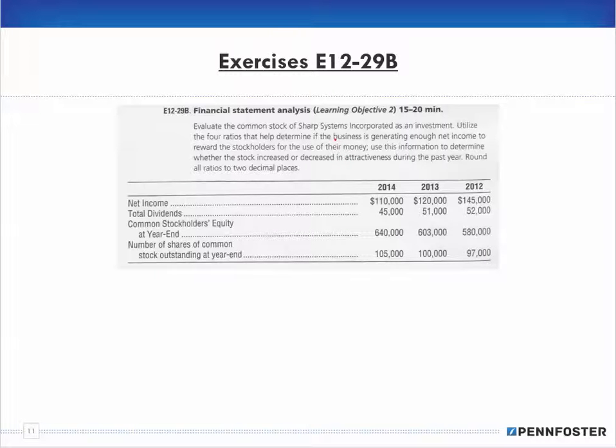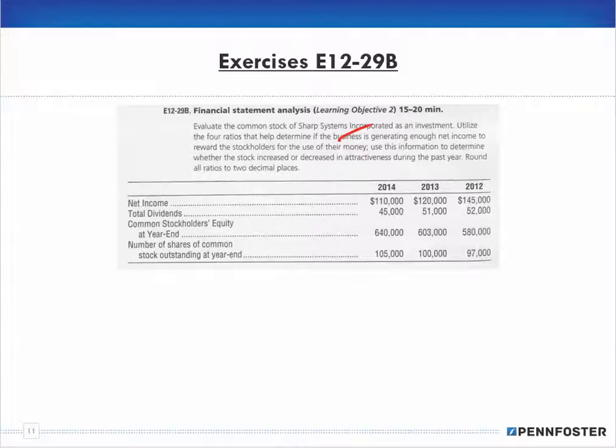Okay, that is one. If you look at the key questions, it is one of the key questions. So you find that key question and then you look at the ratios that are associated with that key question. Is this information to determine whether stock increased or decreased in attractiveness during the past year? Round all ratios to 2 decimal places.